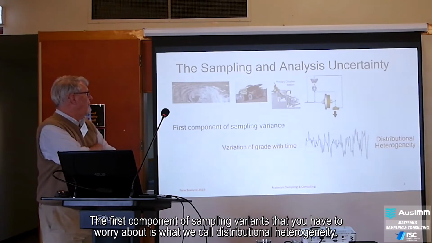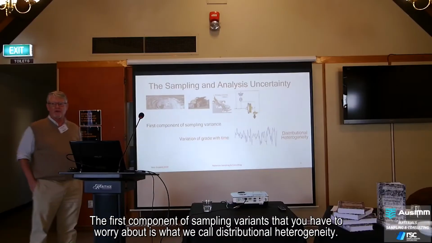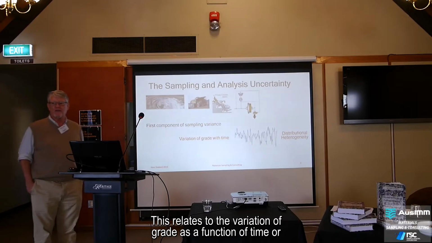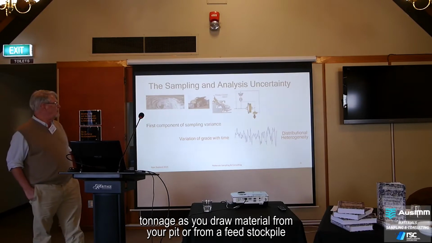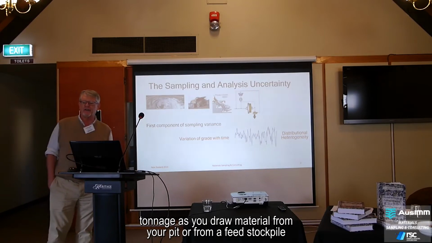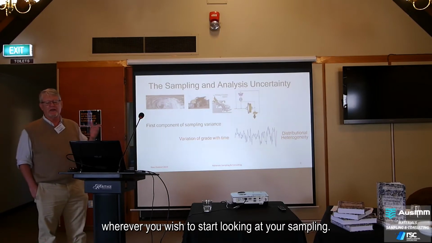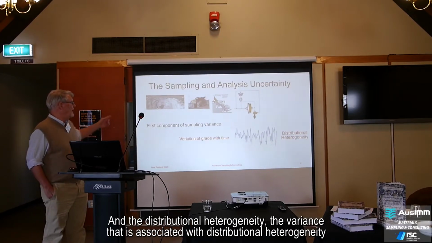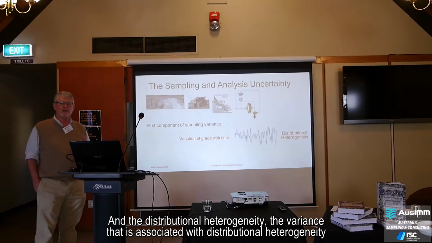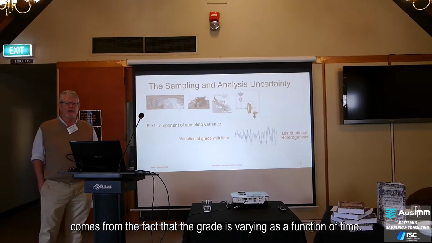The first component of sampling variance that you have to worry about is what we call distributional heterogeneity. This relates to the variation of grade as a function of time or tonnage as you draw material from your pit or from a feed stockpile or wherever you wish to start looking at your sampling. And the variance associated with distributional heterogeneity comes from the fact that the grade is varying as a function of time.